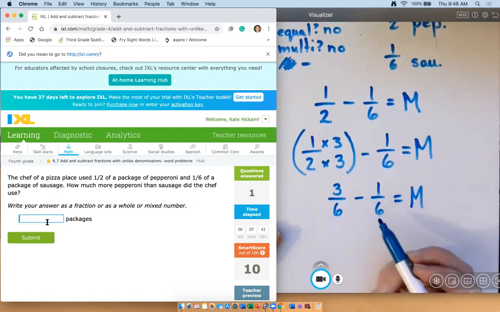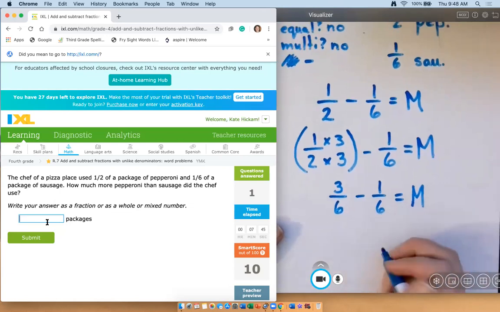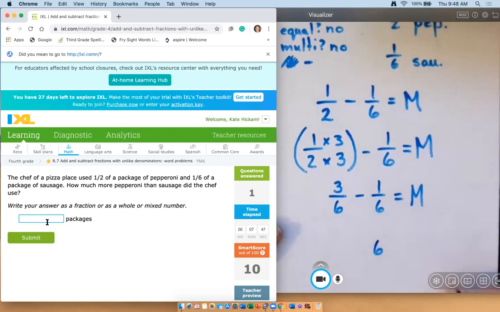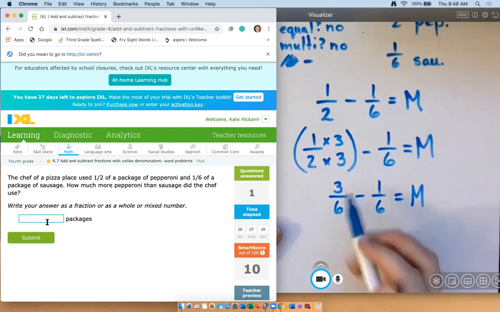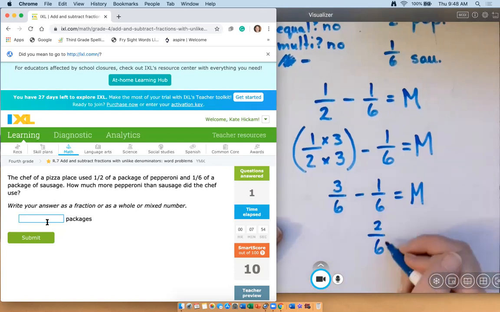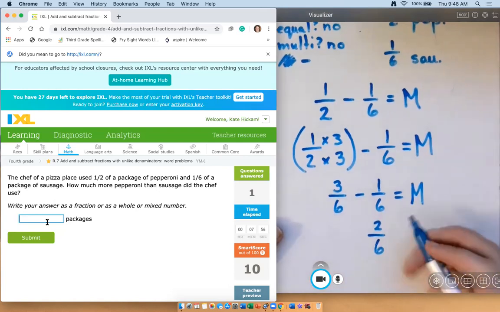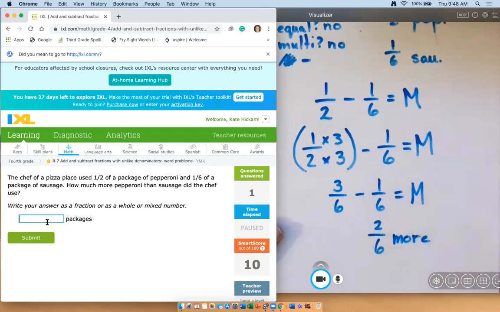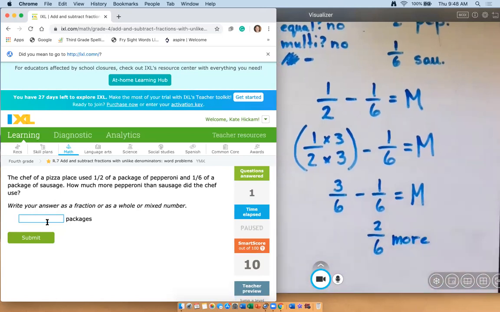When we subtract fractions, our denominator does not change. So 6 is still going to be our denominator. And 3 take away 1 is 2. So it has 2/6. He used 2/6 more packages. Once again, I'm going to come back over here, going to put in 2, and then that /6, submit.